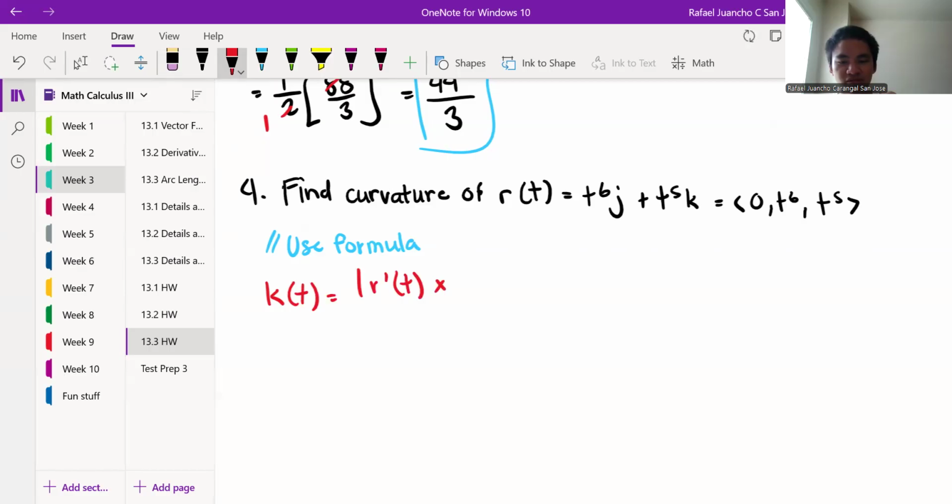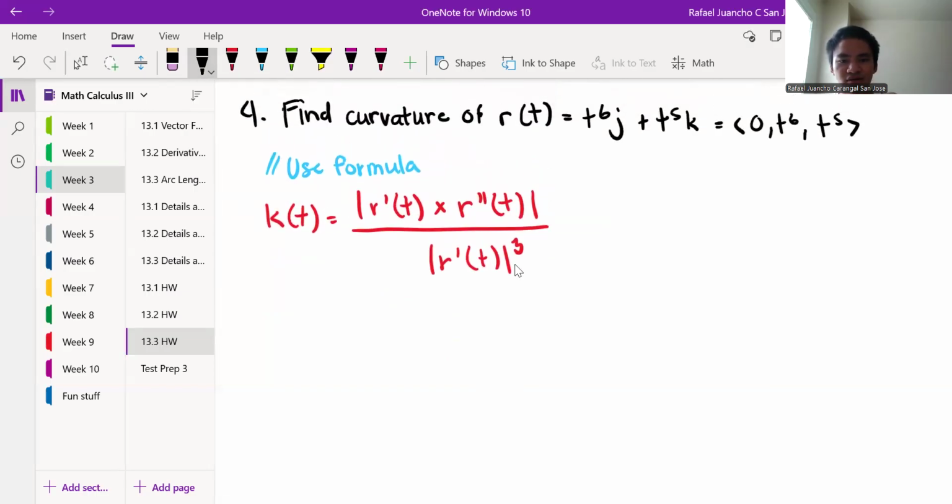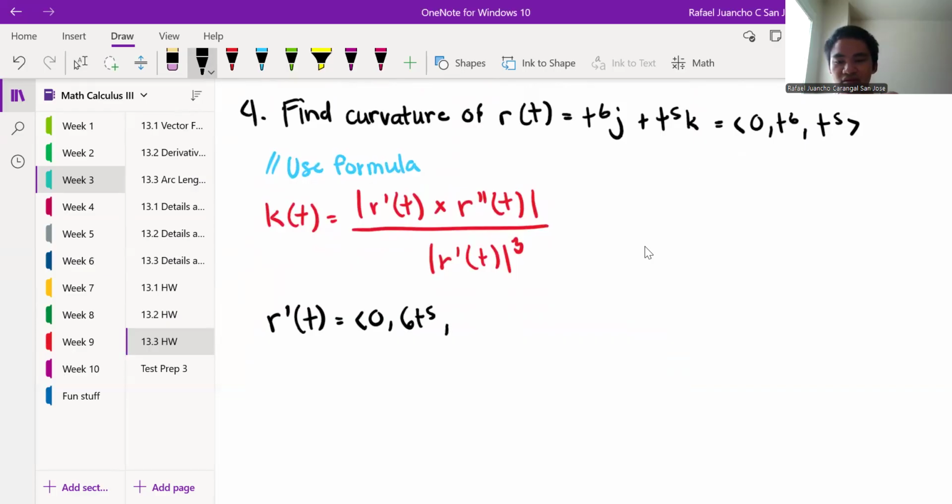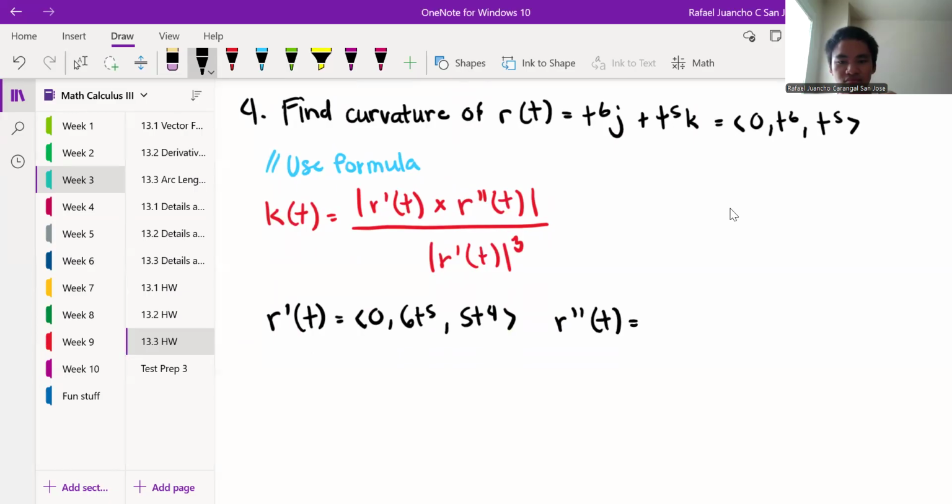So for the first derivative, or the tangent vector, we get the cross product of that alongside the second derivative, and then we get the magnitude. The denominator is the first derivative; we get that magnitude, and we cube that thing. Okay, so let's find r prime of t first, because that's the easiest. The derivative of 0 is 0. The derivative of t to the 6 is 6t to the 5. The derivative of t to the 5 is 5t to the 4. And then the second derivative is 0, 30t to the 4th, 20t to the 3rd.